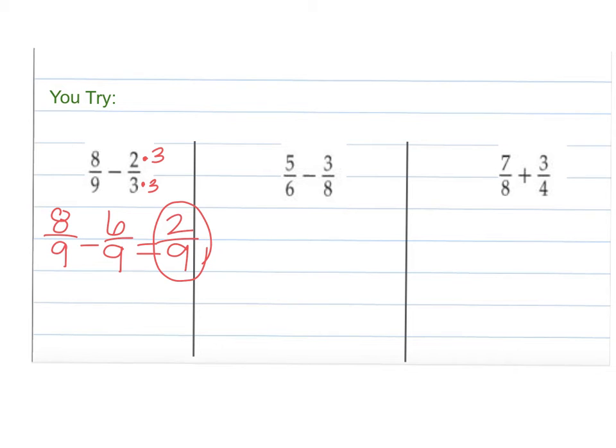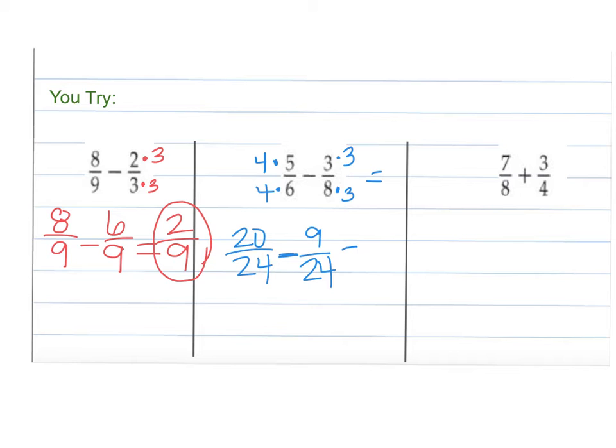5/6 minus 3/8. 6 and 8 can both go into 24. So I can multiply this fraction both by 4 to get to 24. This fraction both by 3 to get to 24. So now I rewrite it and I have 20 24ths minus 9 24ths. Make sure you did subtraction because it's subtraction in the middle there.